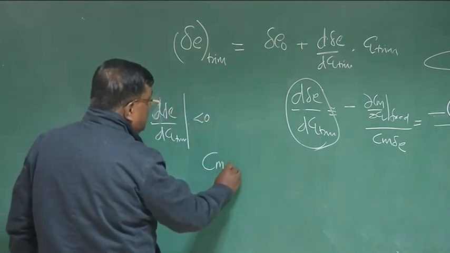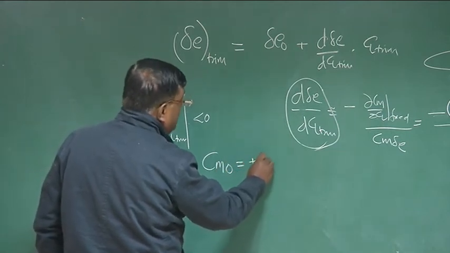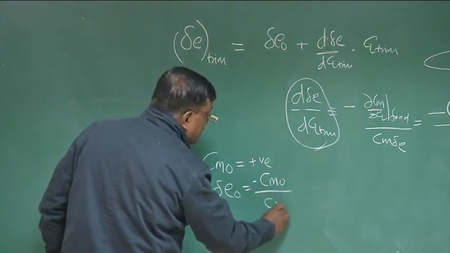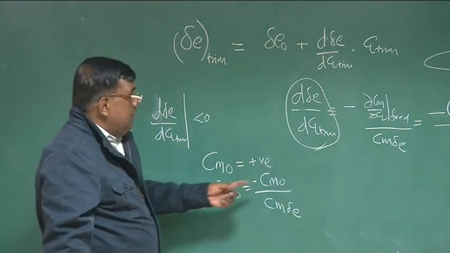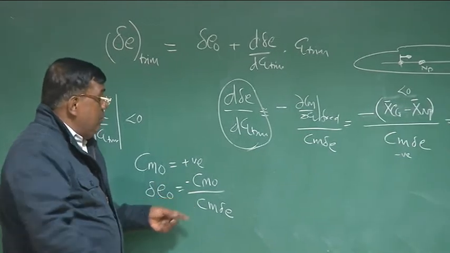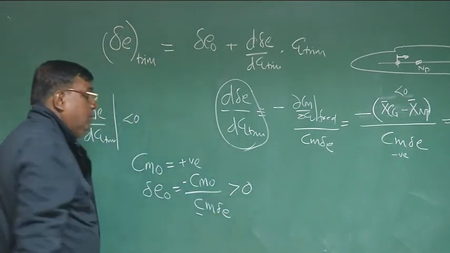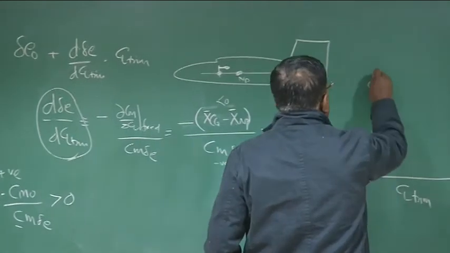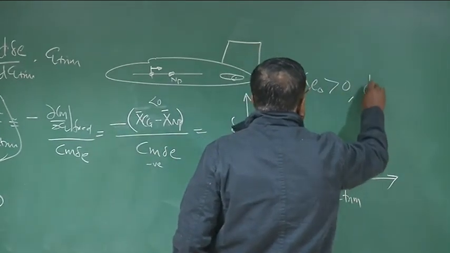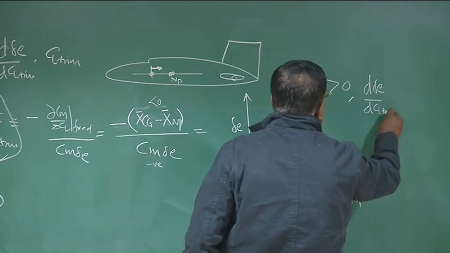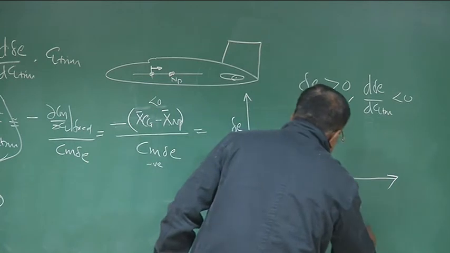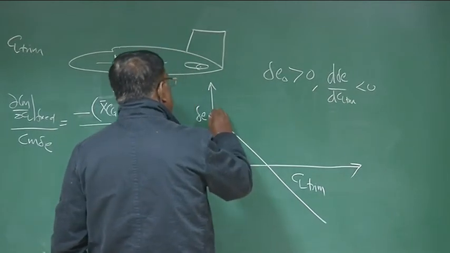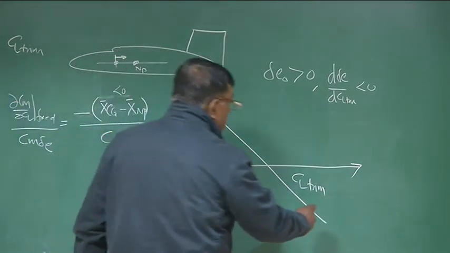What about Cm naught? Cm naught is positive, and delta E naught is minus Cm naught by Cm delta E. So what happens? This is positive, this negative sign is here, Cm delta E is negative, so delta E naught is greater than 0. Correct? So we have seen delta E naught is greater than 0, and d delta E by dCl trim is less than 0. So the graph will be something like this. See, the slope is negative and delta E naught is positive. Delta E naught is somewhere here where the line touches the axis. So let's say this is for a particular xCg location.